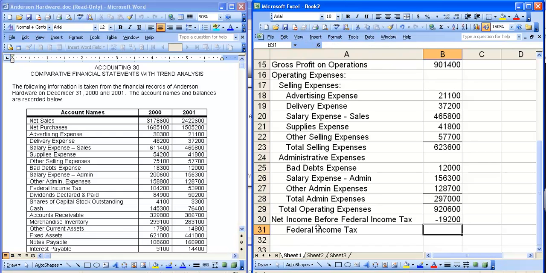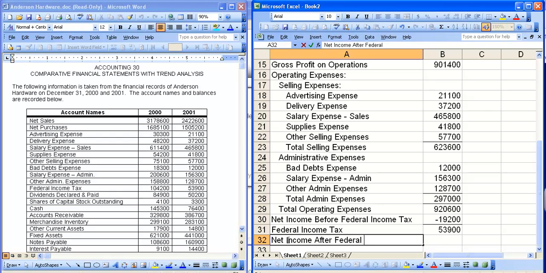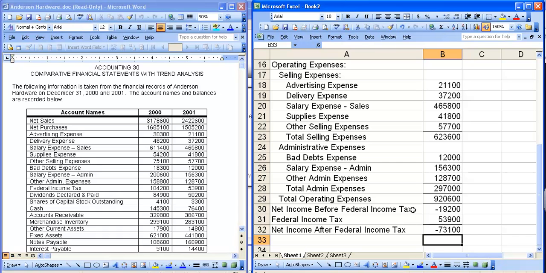Then we have to figure out our federal income tax, and it's $53,900. Oops, that shouldn't be indented anymore. Then we end up with our net income after federal income tax. Because we're subtracting, we need to have a single line there. So we have net income before federal income tax minus our federal income tax, and in this case our net income has gone to 73,000, or in this case, a net loss after federal income tax.